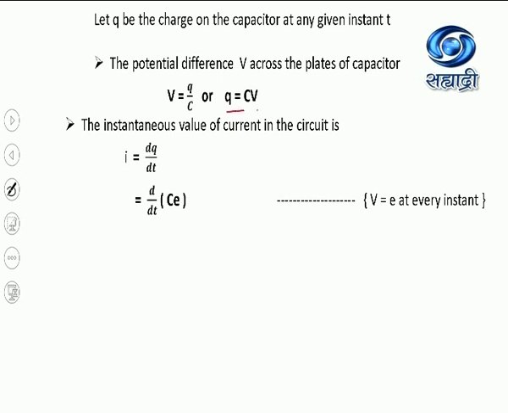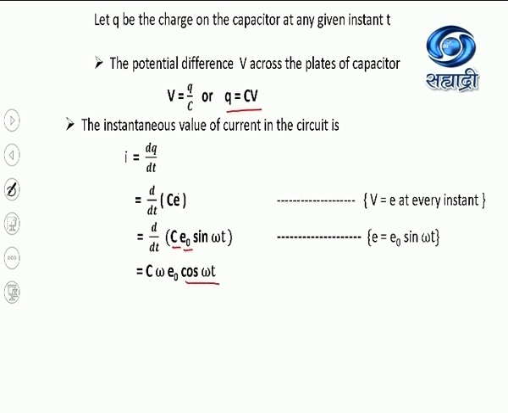But what is q? Q = CV. So instead of V, there is EMF, so we are replacing V by E. So I = d/dt of (C E). But what is E? E0 sin ωt. So I = d/dt of (C E0 sin ωt). Now C and E0 are constant, so they can be removed outside the derivative. So I get C E0, and the time derivative of sin ωt is cos ωt, and the derivative of ωt gives ω. So ω is multiplied here.